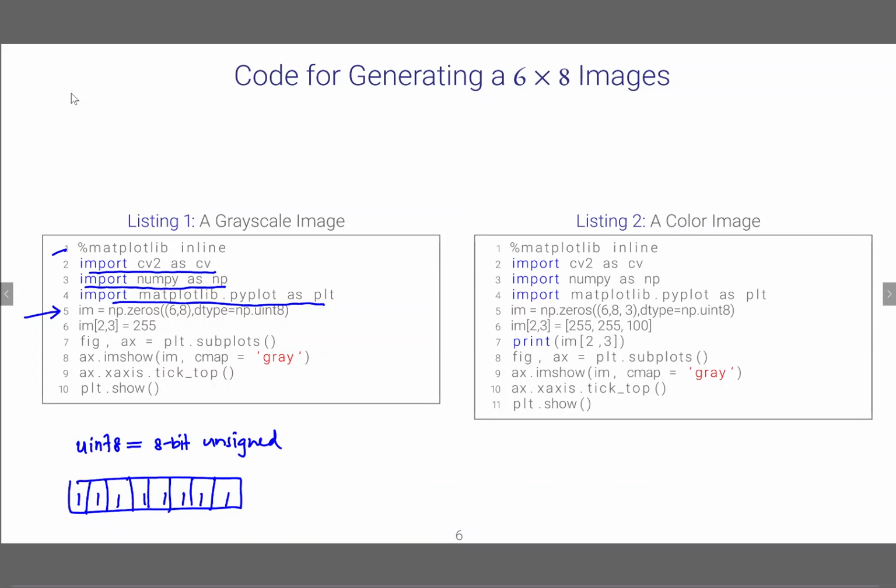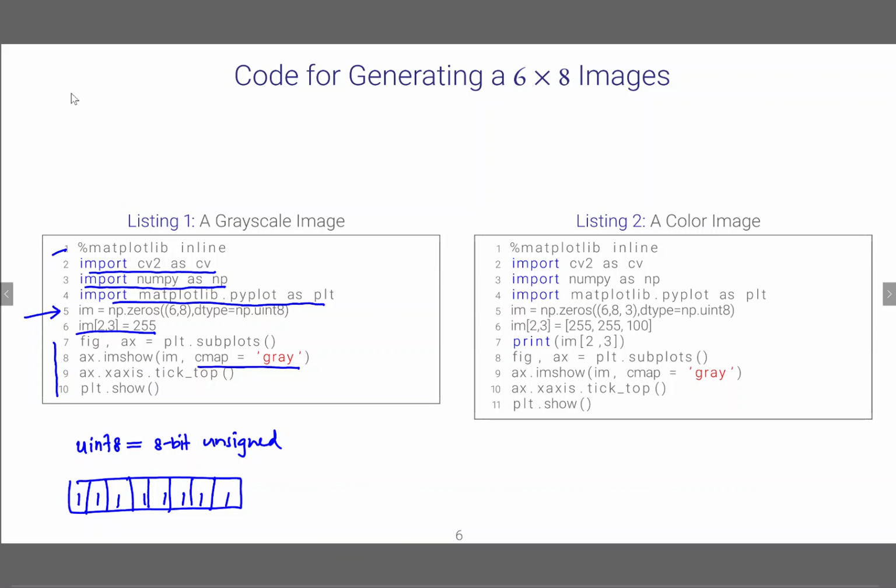So then we have im2, 3 equals 255. That means setting the pixel at 2, 3 to value 255. That is the brightest. Then we have the image plotting code, which I will not describe, but this is very important. I think this has a mistake also. When we look at the coding window, you will see what this mistake is.